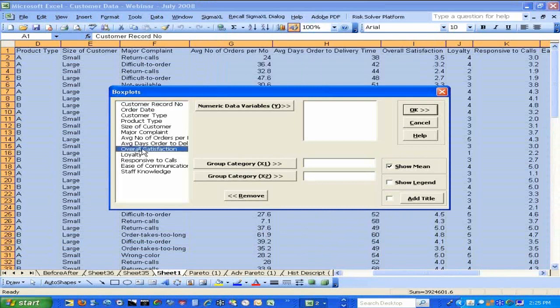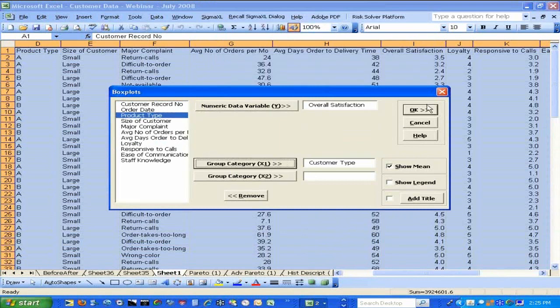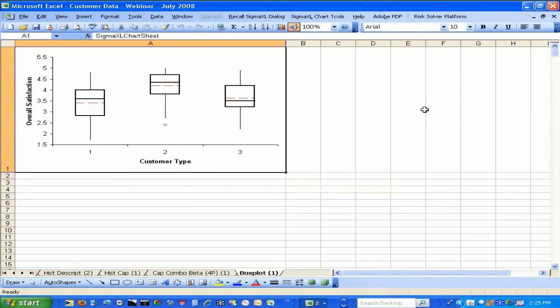And I'm going to look at overall satisfaction by customer type. And of course, you can stratify by other variables as well, but we'll just have a look at that one. And here we see something that we saw on the histograms, with customer type 2 doing better, having a higher SAT score. Just by way of reminder, the top of the box is the 75th percentile. The bottom of the box is the 25th percentile. The middle line is the median, and the dashed line is the mean.